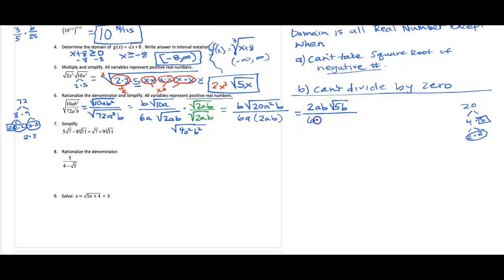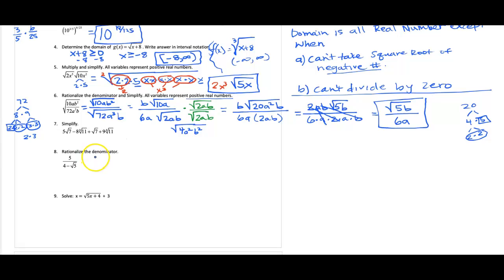So I have 6 times A times 2 times A times B. So I can see A's divide out, those 2's divide out, and a B divides out. And so that just leaves me on the top with square root of 5B, and on the bottom, just 6A. And so that is what I get for my answer. All right, so I've got to get rid of the radical on the bottom and then just make sure everything is all simplified up. Okay.